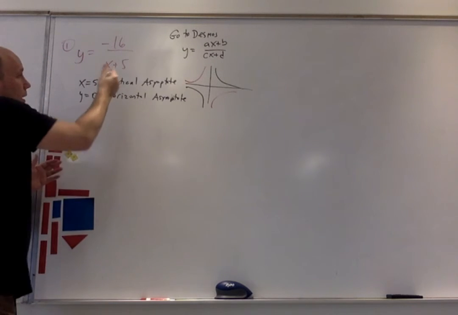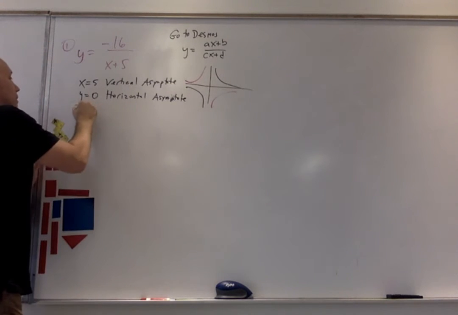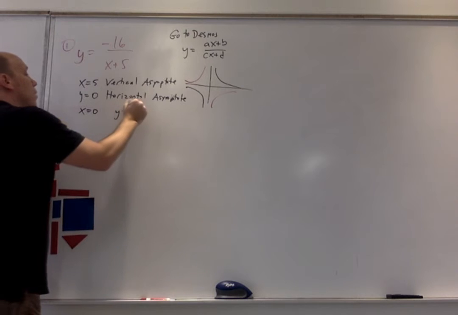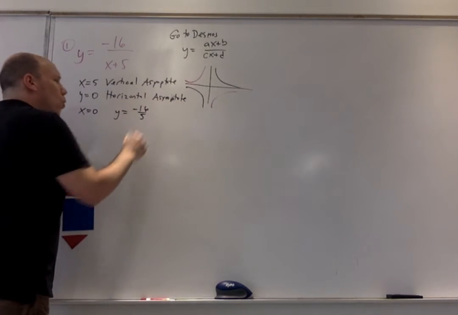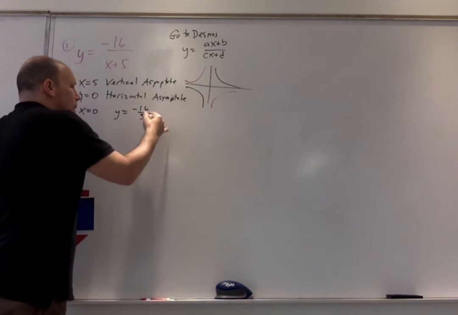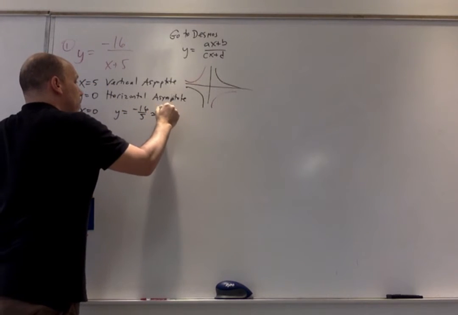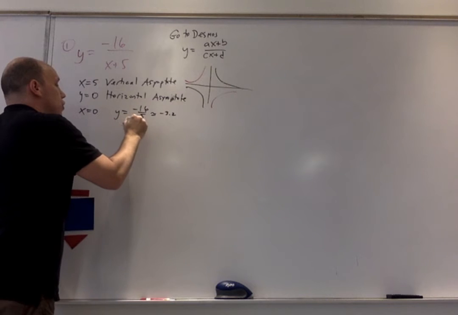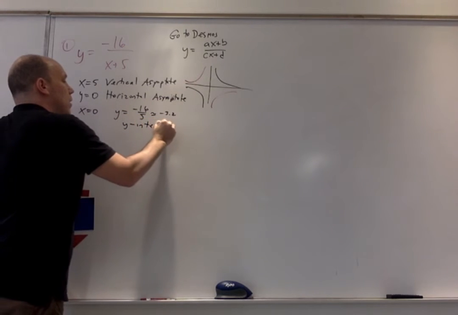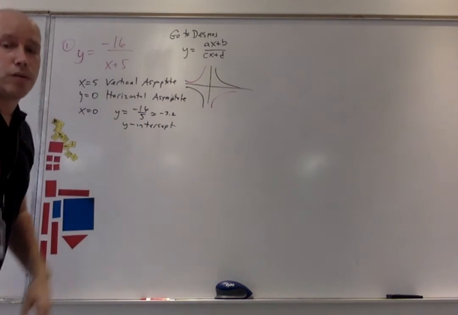Is there anything else I can find? Well, I know that when x equals 0, y equals negative 16 over 5. What is negative 16 over 5? That's approximately negative 3.2. This is our y-intercept. Okay, I'm ready to sketch this.